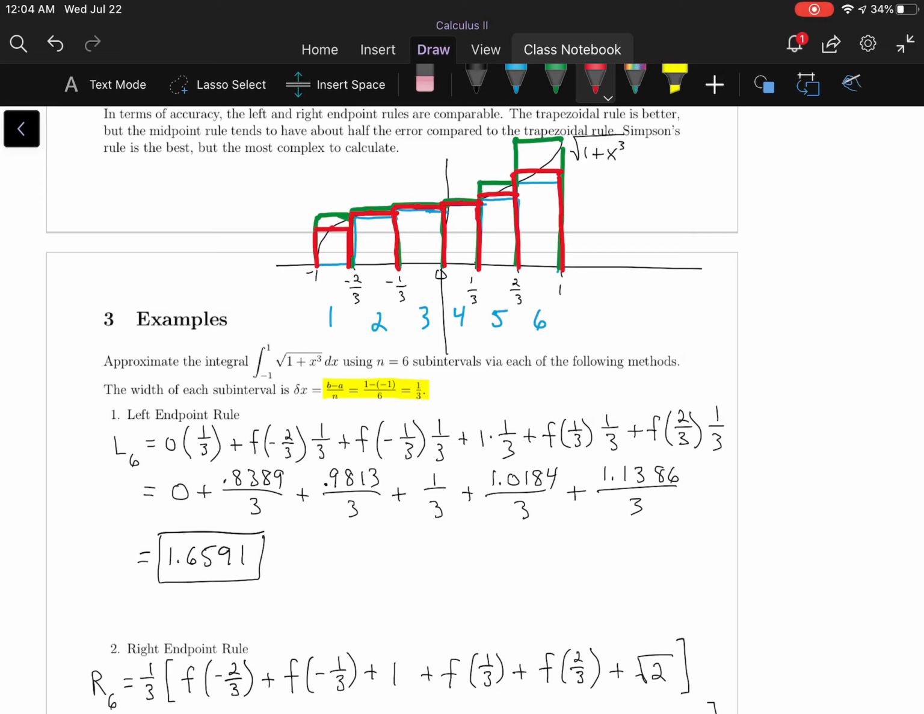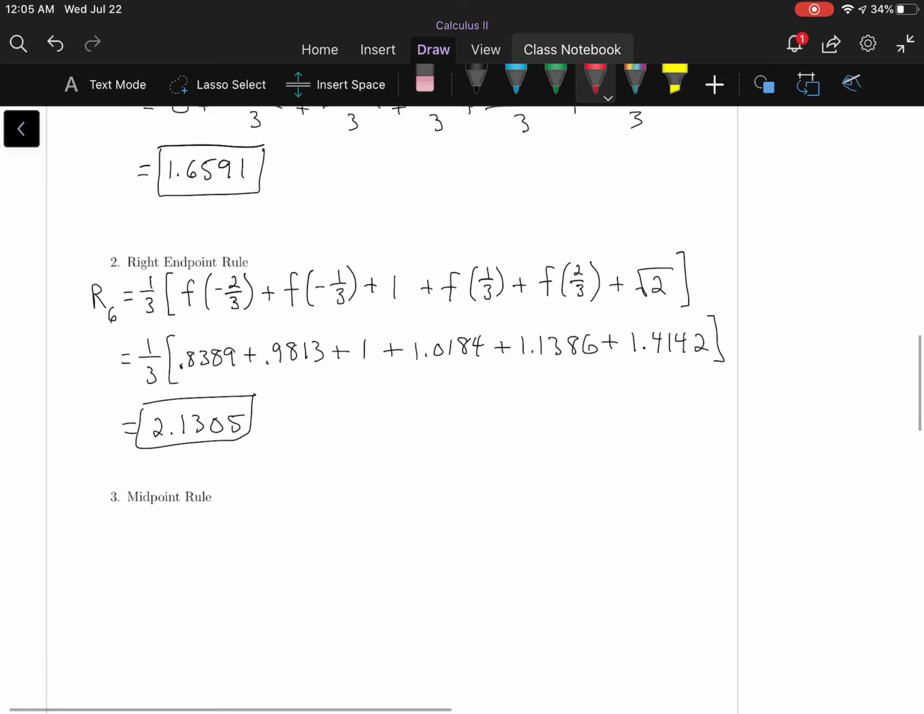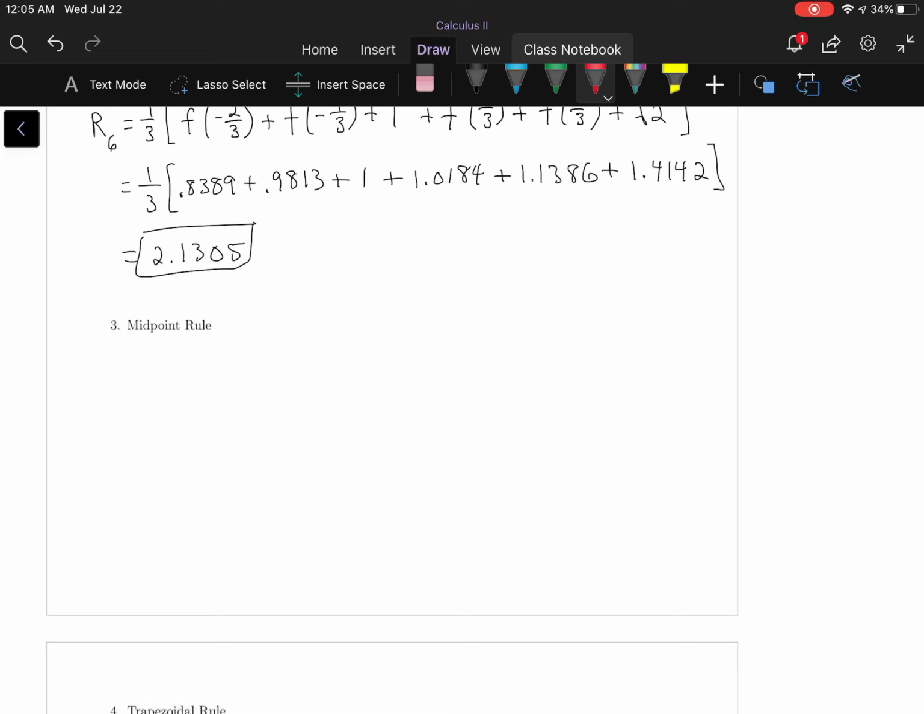And it's still a rectangle, so you still want a length and width. So in this case, let's go through and figure out an estimate for M6. Again, I know that the widths of these rectangles are always going to be 1/3, so for simplicity, I'm just going to pull that out or factor it. And the first midpoint occurs at f of negative 5/6.